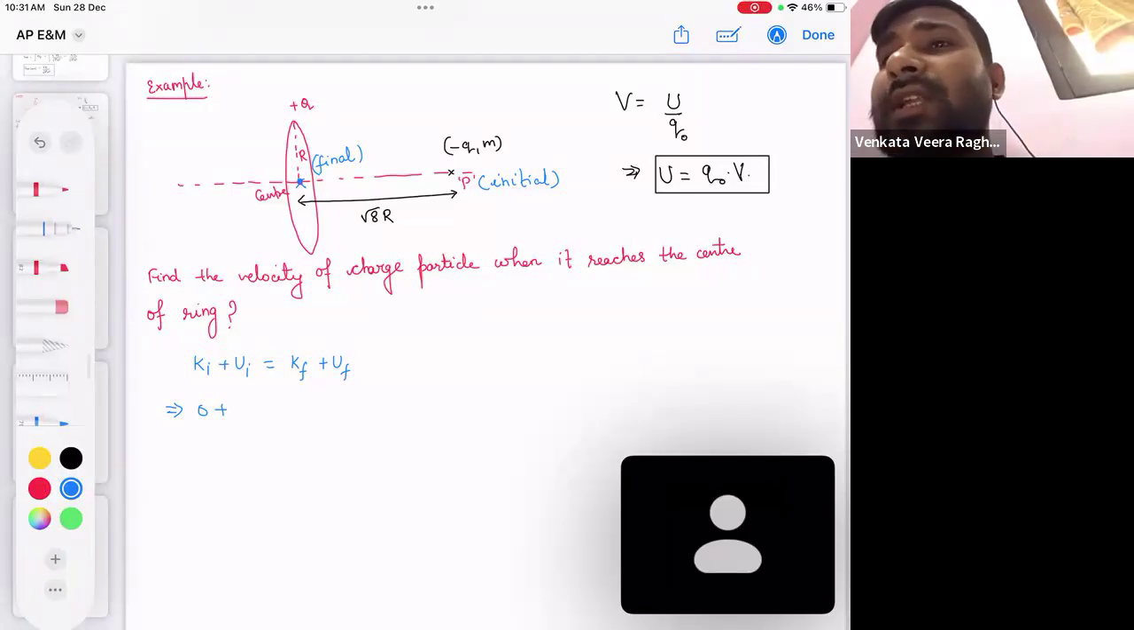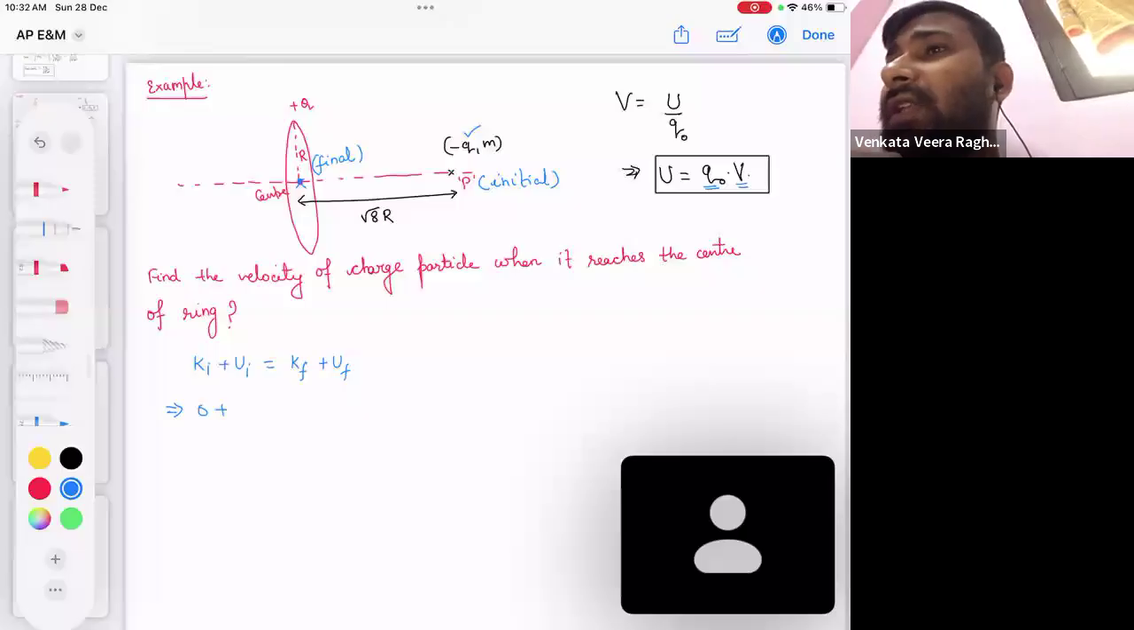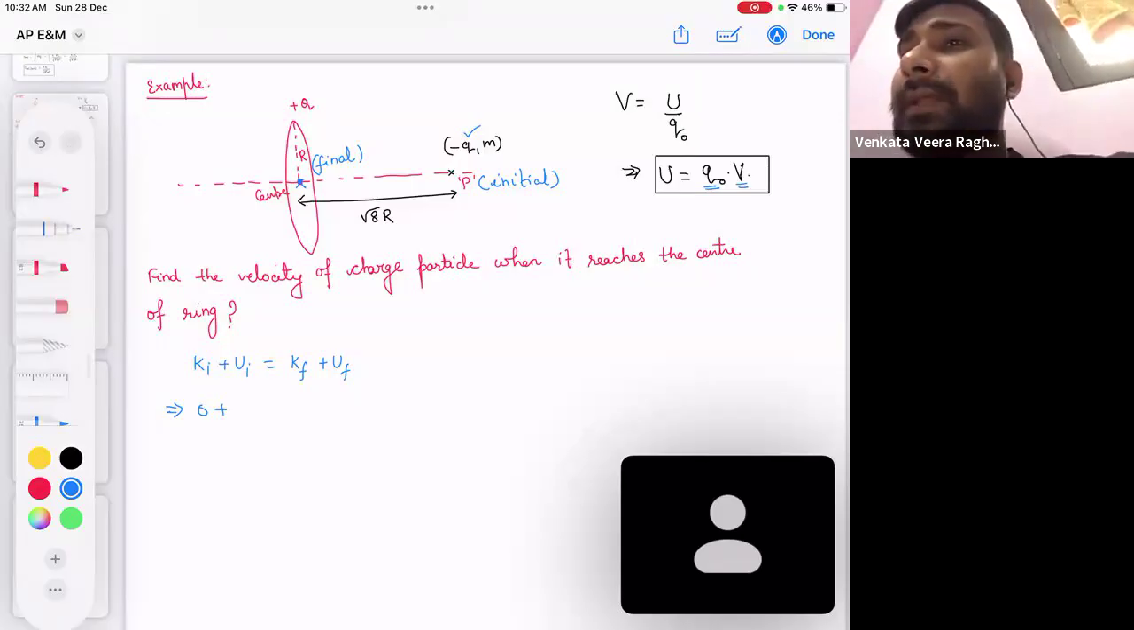What is the potential due to the ring at this point P multiplied by the charge present at point P? The potential multiplied by the charge present there also gives us the potential energy. Understood? Potential multiplied by the charge present at that point gives us the potential energy.